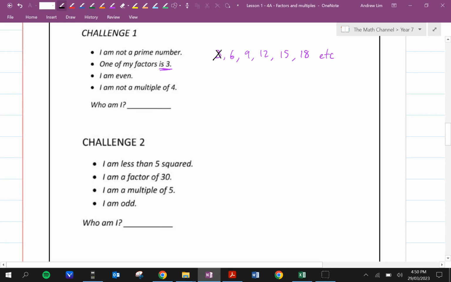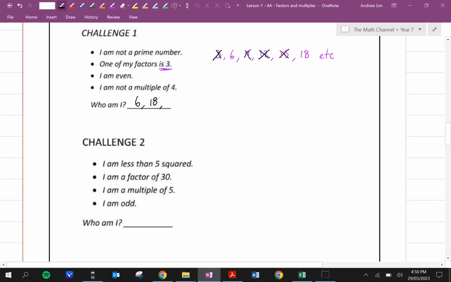All the others are not prime. The next one says I am even, so it can't be 9, can't be 15, etc. I'm not a multiple of 4. 12 is not a multiple of 4. So it seems like there's at least 2 answers, because it actually goes on forever. So we can see that 6 is an answer, so is 18.